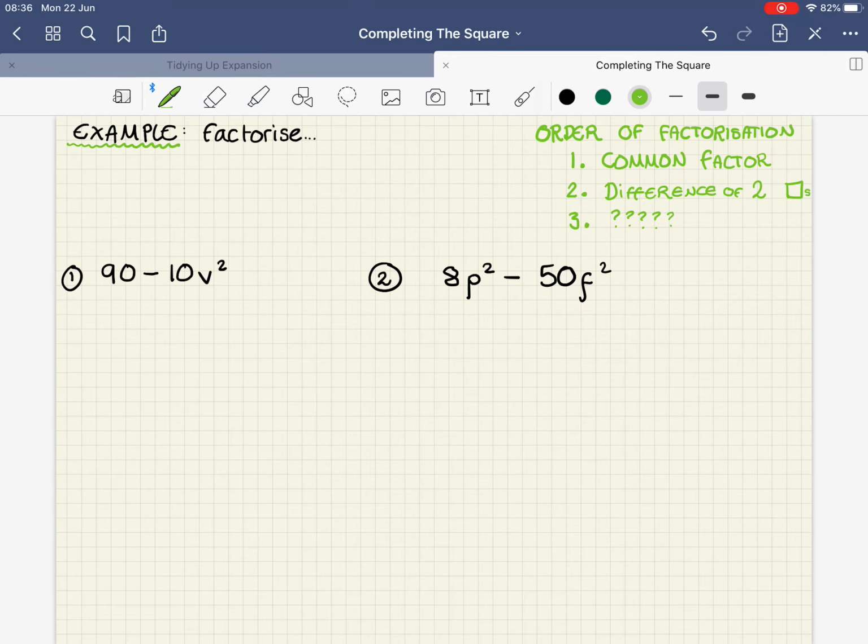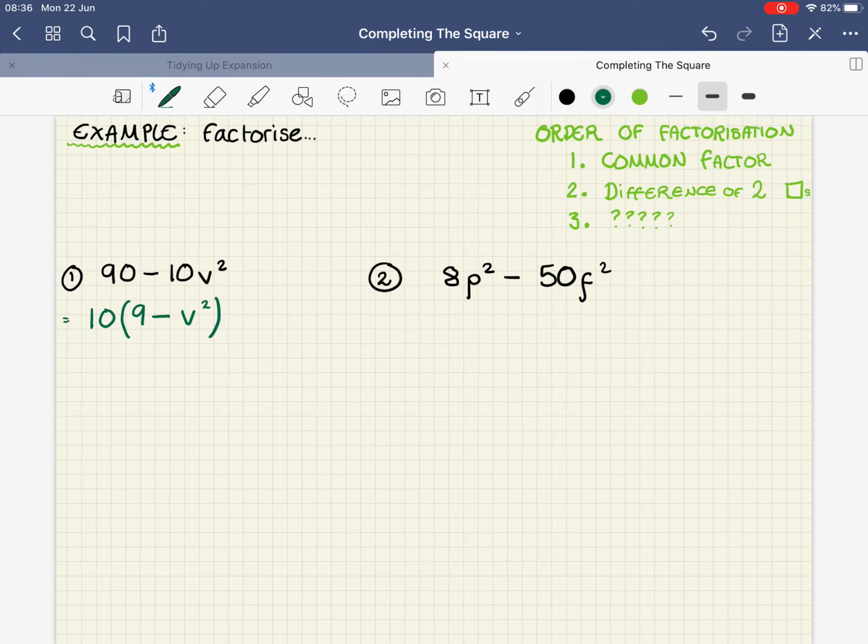So, I'm being told to factorize this. And the first thing I'll do, I'll go, right, can I identify a common factor? So looking at this first one, I've got 90 take away 10v squared. Well, I can divide both 90 and 10 by 10. So I'm going to take 10 out as my common factor. And then 90 divided by 10 is going to be 9. And then that would just be take away v squared. I could have 1v squared, but it really doesn't add anything. So I'm going to leave it.